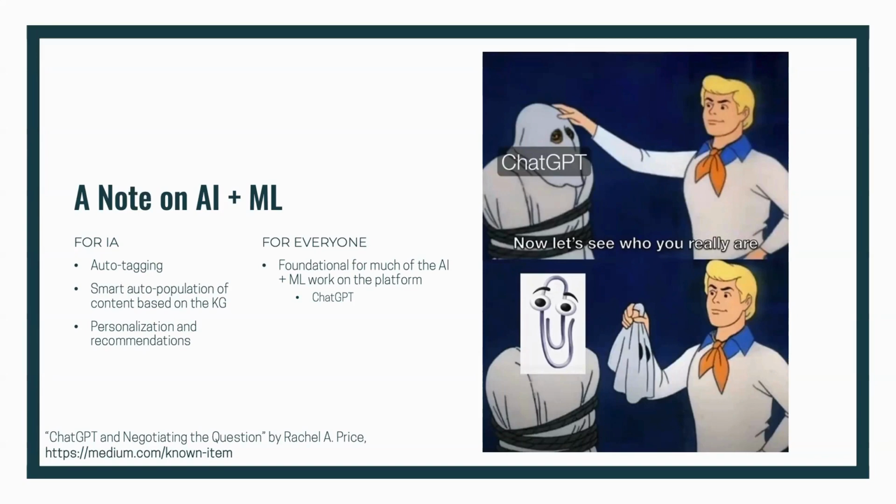And for everyone else, whether internal Microsoft employees that we work with or our end users, a lot of this work is foundational for anything like ChatGPT or any other AI systems that want to be used on the platform. My colleague Rachel Price has a great article called ChatGPT and Negotiating the Question, which I highly recommend checking out. A great way to get ChatGPT to stop hallucinating or giving wrong answers is to hook it up to a knowledge graph, because the knowledge graph provides a source of truth. It provides more context for ChatGPT or whatever copilot you might be using to grab information that is correct for the context you're in. So a big push for the knowledge graph right now is supporting those AI systems that are being implemented.